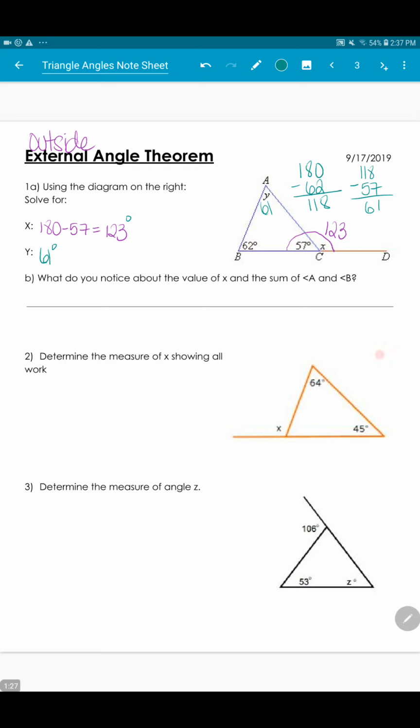That is our unit for everything when it comes to angles, and we just want to make sure that it's always there. So then the question is, what do you notice about the value of x and the sum of angle A and angle B? Well, first, the sum of angle A and angle B, I've got angle A plus angle B equals 61 plus 62. That gives me 123 degrees. So x happens to also be 123 degrees, so let's write that in.